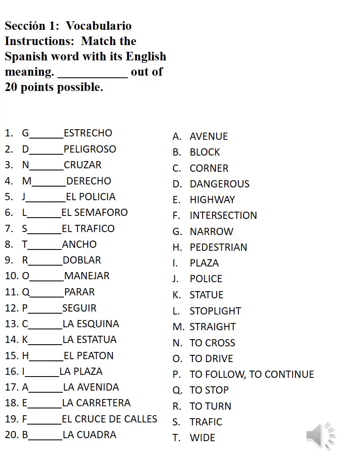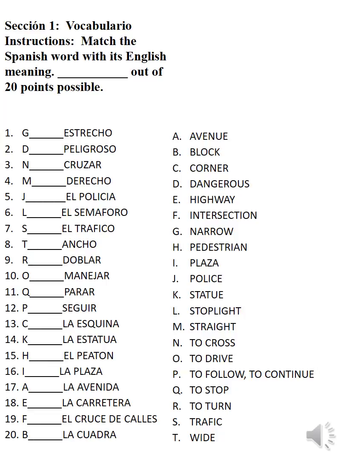So in the study guide, number 1, estrecho means G, narrow. Peligroso means letter D, dangerous. Cruzar, letter N, to cross. Derecho, letter M, straight. El policía, J, police. Number 6 is L, stoplight. Number 7, el tráfico, letter S, is traffic. Number 8, ancho, letter T, means wide.